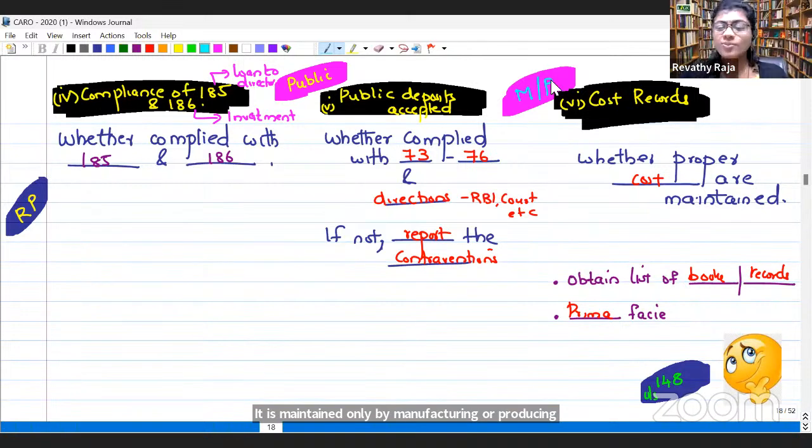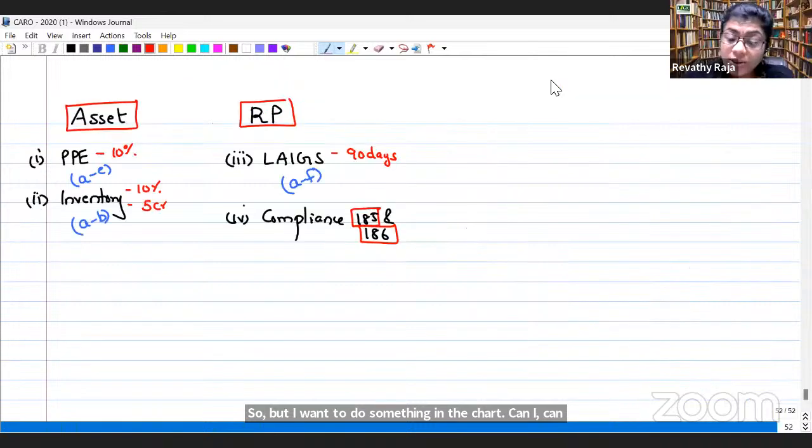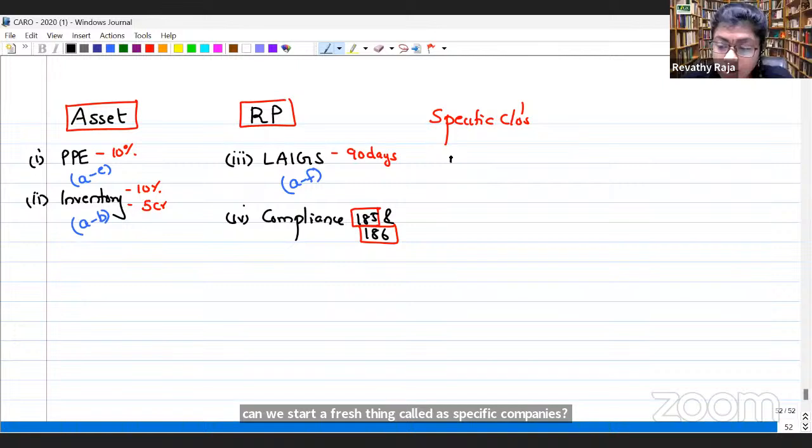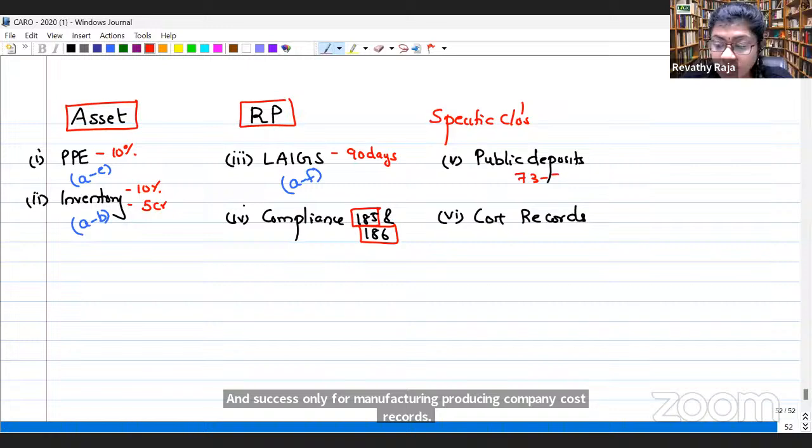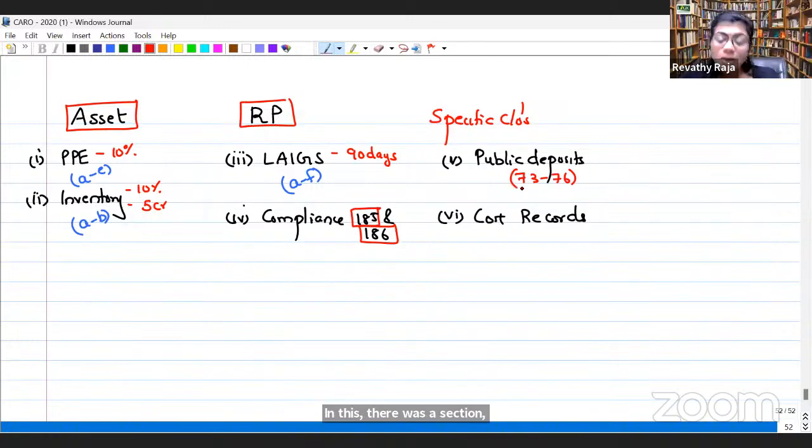So I want to do something in the chart. Can we start a fresh thing called specific companies? What are those specific company clauses? Clause 5, clause 6. 5 is only for public company, public deposit accepted, and 6 is only for manufacturing or producing company, cost records. In this, there was section 73 to 76. Prima facie means just at first sight, not detailed.